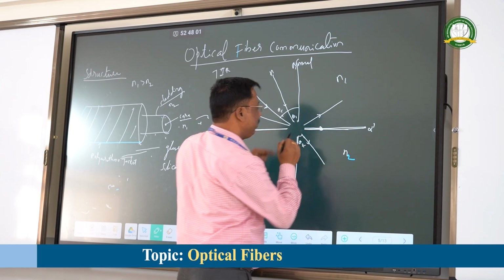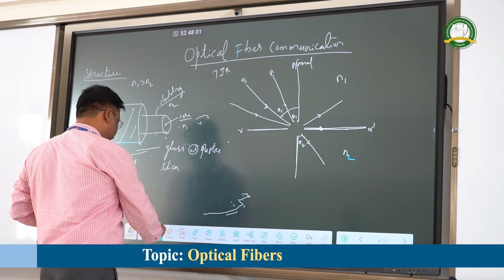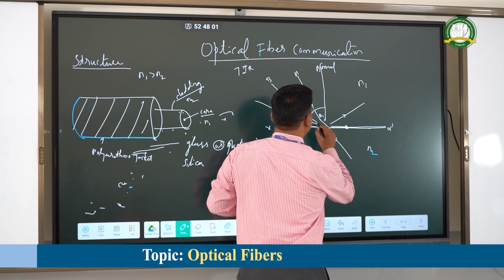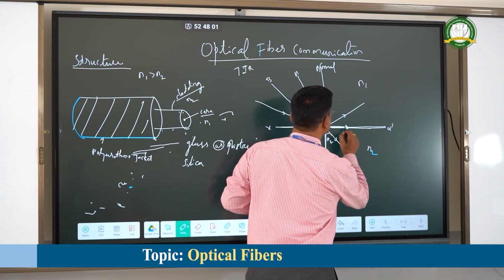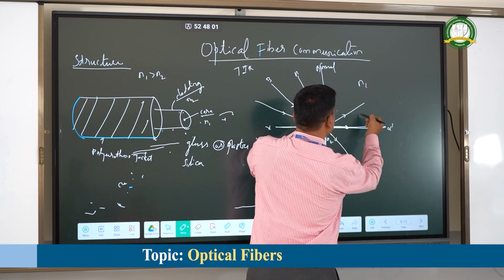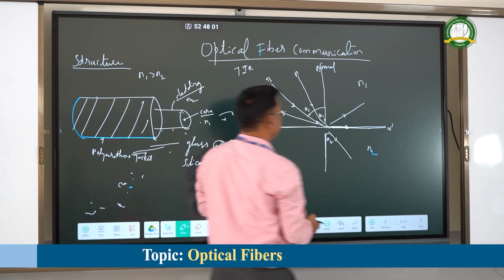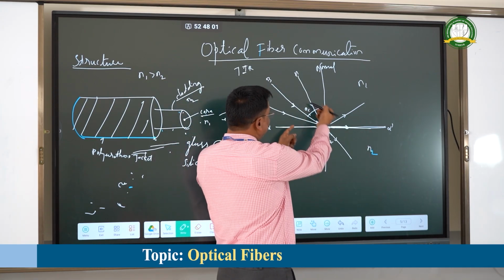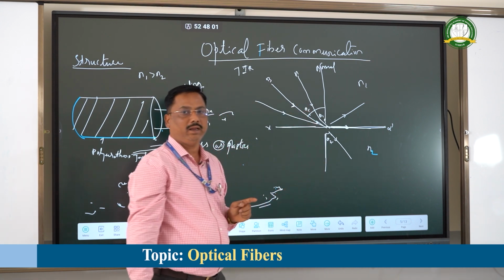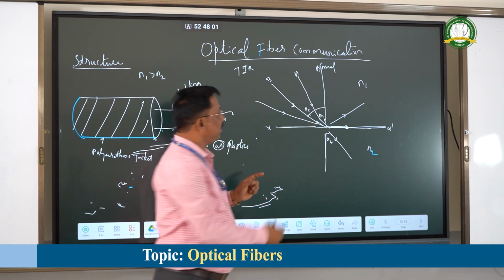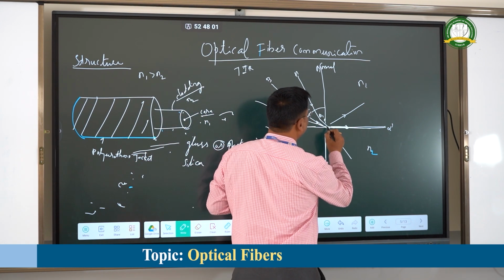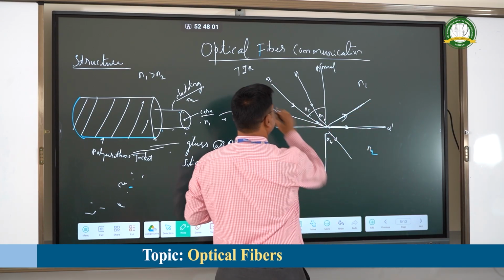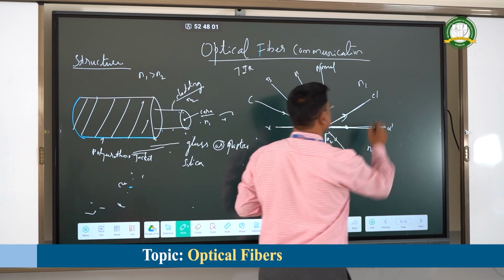It travels along the intersection of both mediums, that is, of refractive index N1 and N2. That is called the critical angle. Now you further increase the incident ray angle, what happens? Completely it is reflected back towards the same medium. This is called OC'.